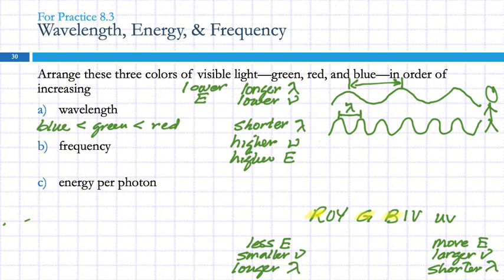Then they're asking us about frequency. Which side is low frequency, small frequency? Well, it's this other side, right? This is the small frequency. So of the three colors we have, red is the closest to that. So red is the smallest frequency, and then it's going to be green, and then it's going to be blue. Green is always going to be in the middle of these three.